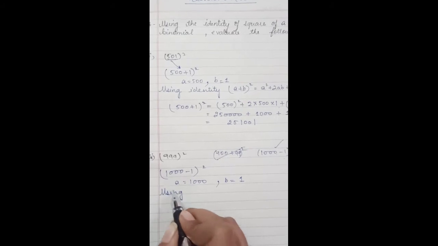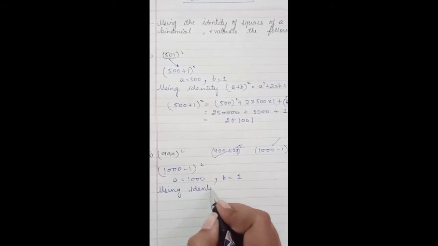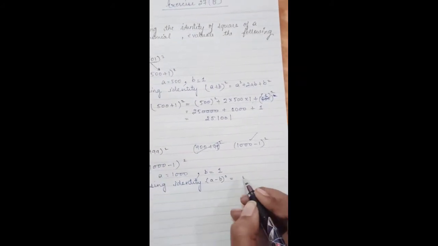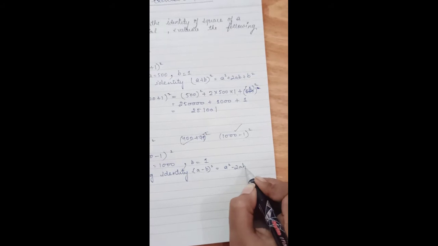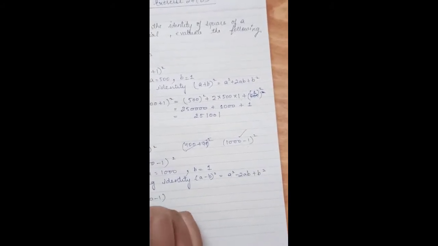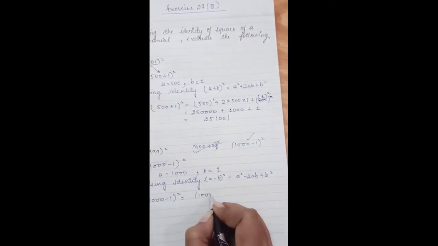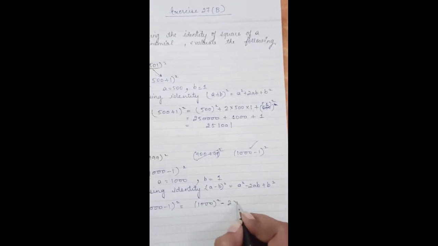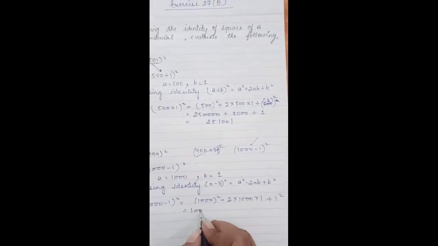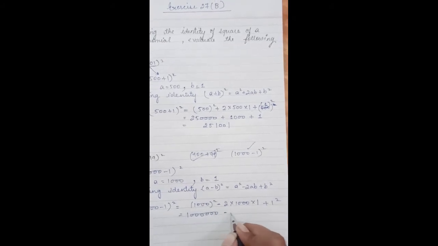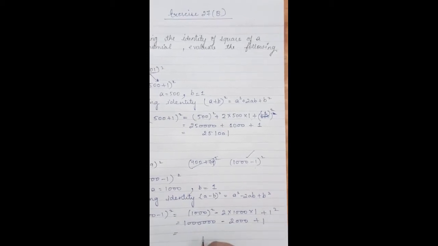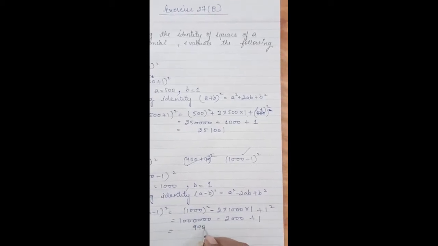So using identity A minus B whole square, A square minus 2AB plus B square. So here we get 1000 minus 1 whole square, 1000 square minus 2 into 1000 into 1 plus B square. So here we get 6 zeros, then 2000, then 1. So on calculating this you will get 998001.